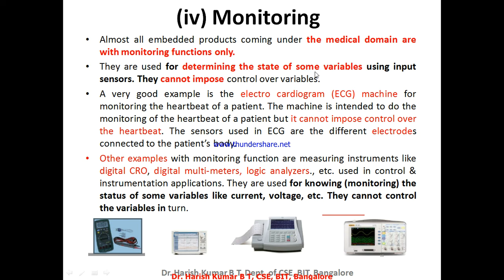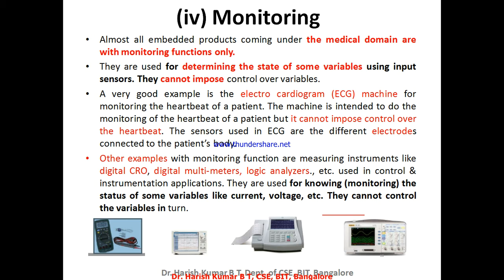Say, for example, an ECG machine monitors the heartbeat of the patient, but it cannot impose control over the heartbeat. What it does is only monitor. It just observes the variables related to this particular thing, but it cannot modify the states of the variable.